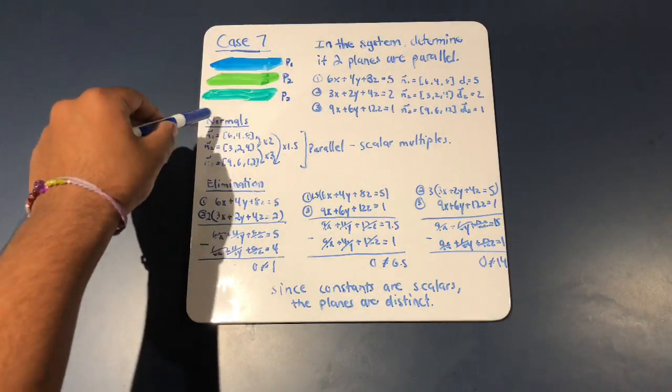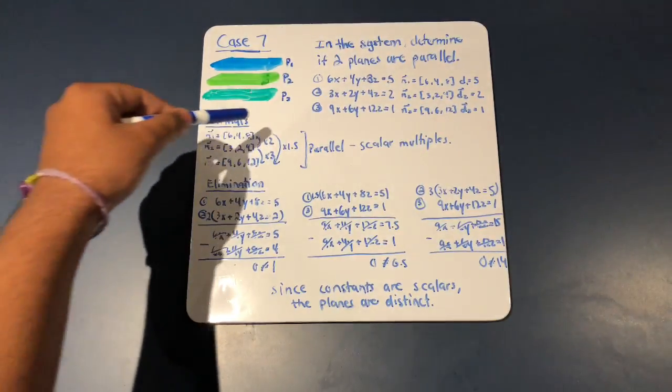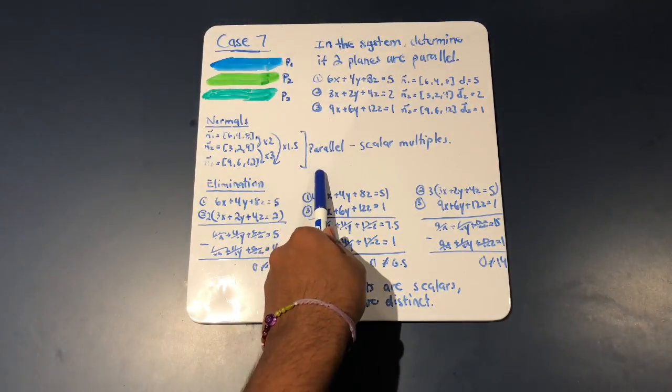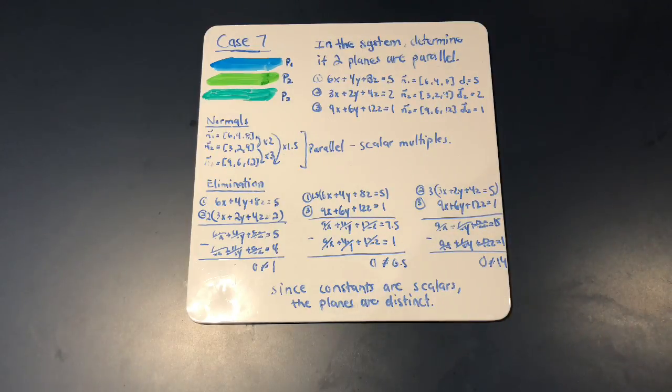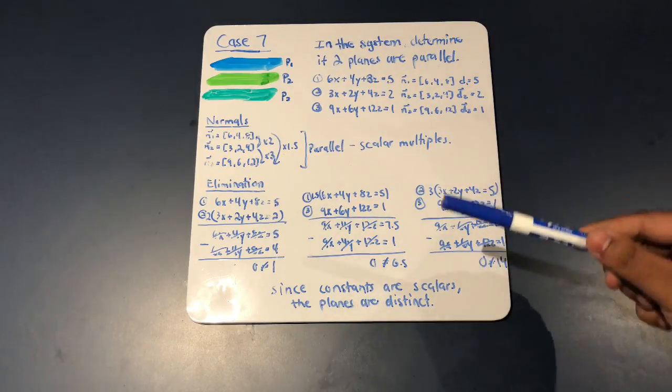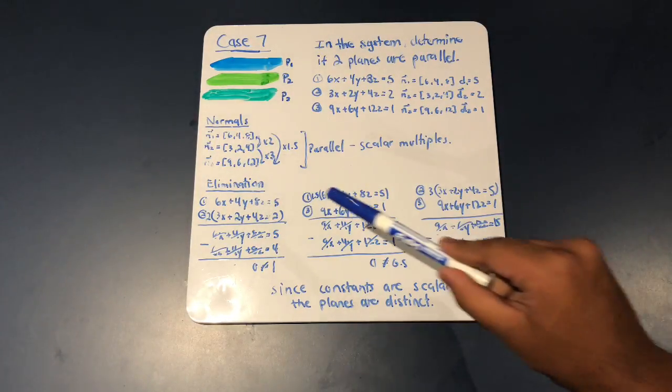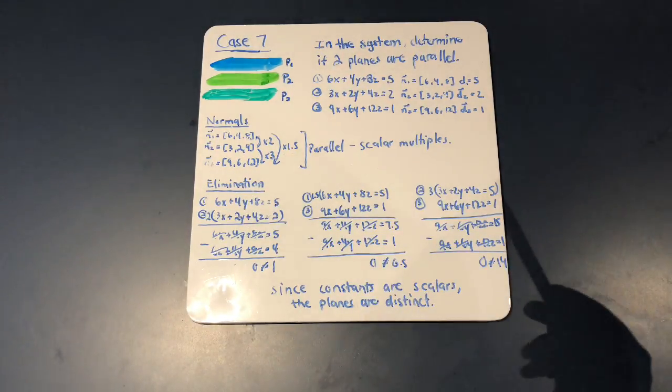We can see that most of these normals are just scalar multiples of each other, and therefore we can determine that they are parallel due to them being scalar multiples. Next, we need to figure out if the planes coincide, and we do this by doing elimination. So we can take plane 1 and plane 2 and use elimination there.